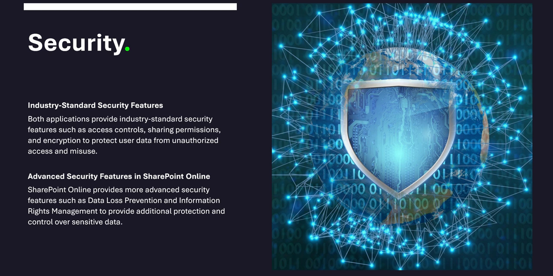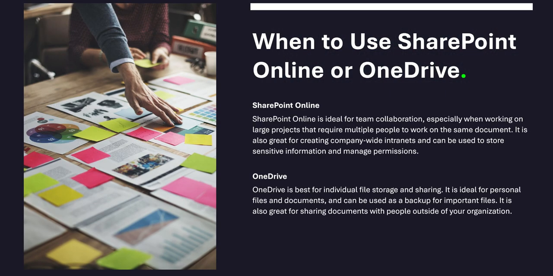So, when to use SharePoint Online and when to use OneDrive. SharePoint Online is ideal for team collaboration, especially when working on large projects that require multiple people to work on the same document. It is also great for creating company-wide intranets and can be used to store sensitive information and manage permissions, controlling who has access to see different sets of documents.